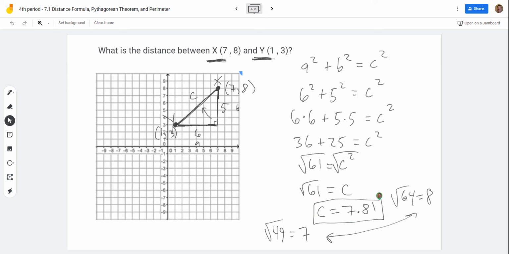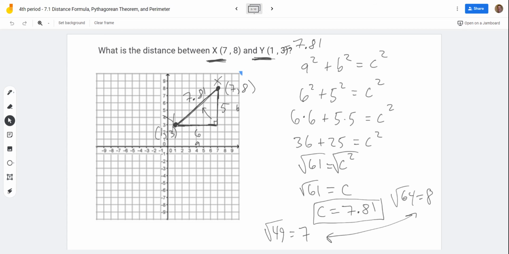And that's what I said, right? It's going to be somewhere in between 7 and 8. And so now this side length for our triangle that we found is 7.81. So the distance between these 2 points is equal to 7.81. We did that using the Pythagorean theorem.